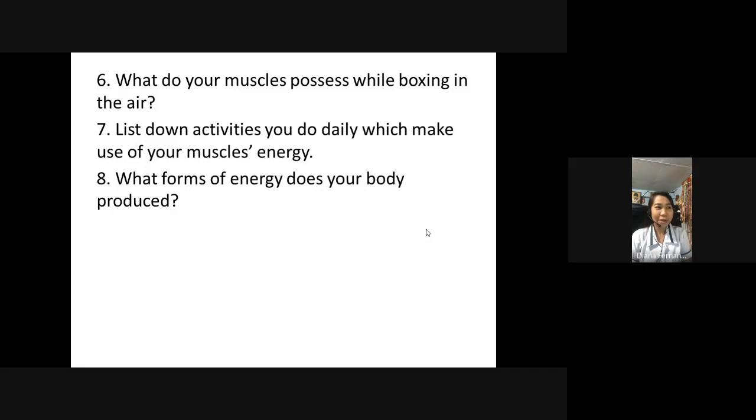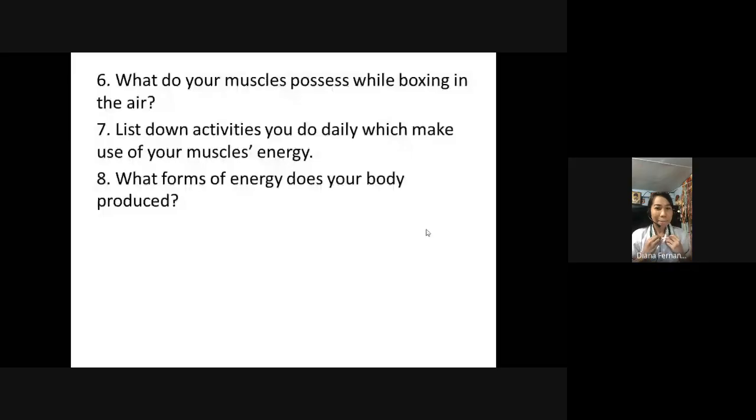So, can you list down activities you do daily which make use of your muscles in everyday work? Ano-ano yung mga ginagawa mo everyday that you used your muscles? Playing? What else? Tumatakbo. Ayan, running. Ano pa? Lakad. Walking. What else, Gian? Lifting. Alright, those are correct.